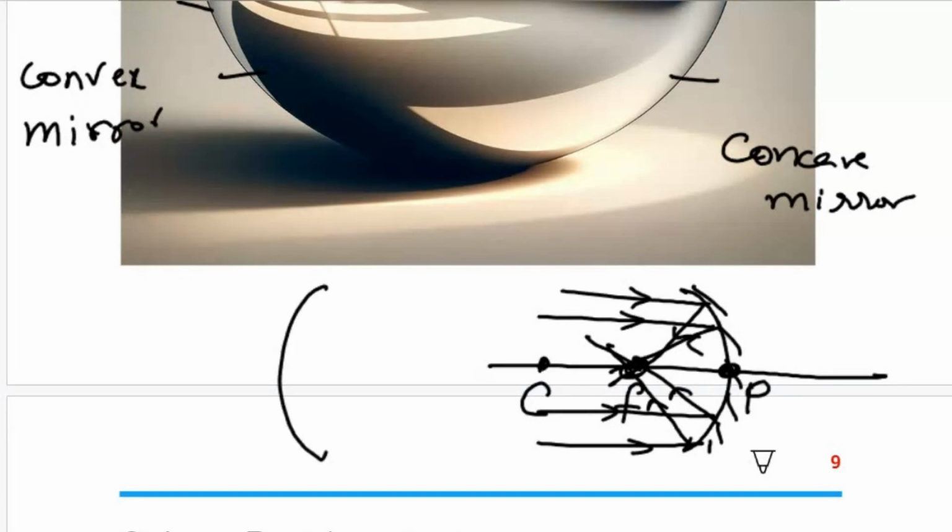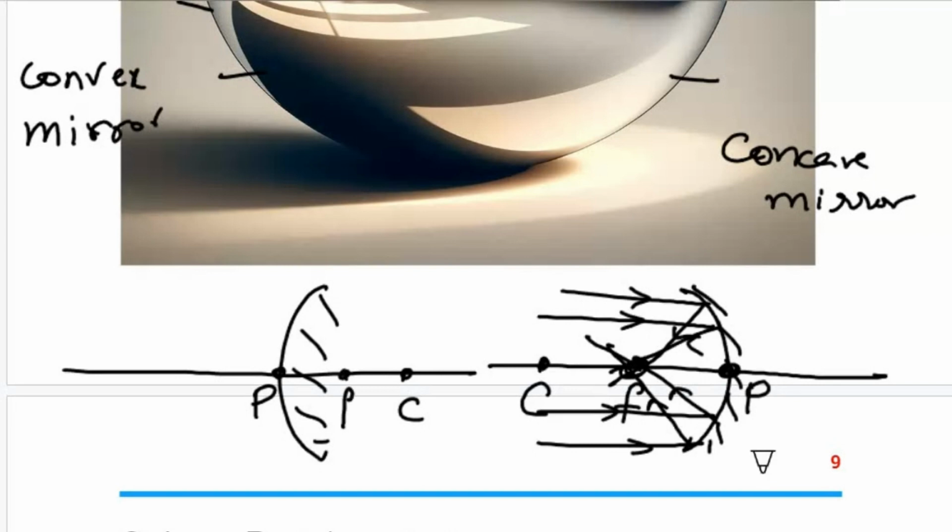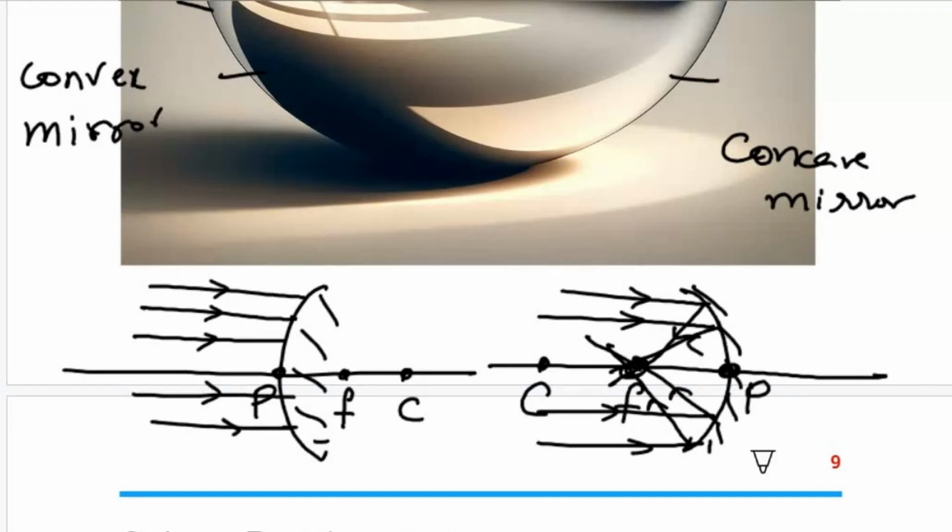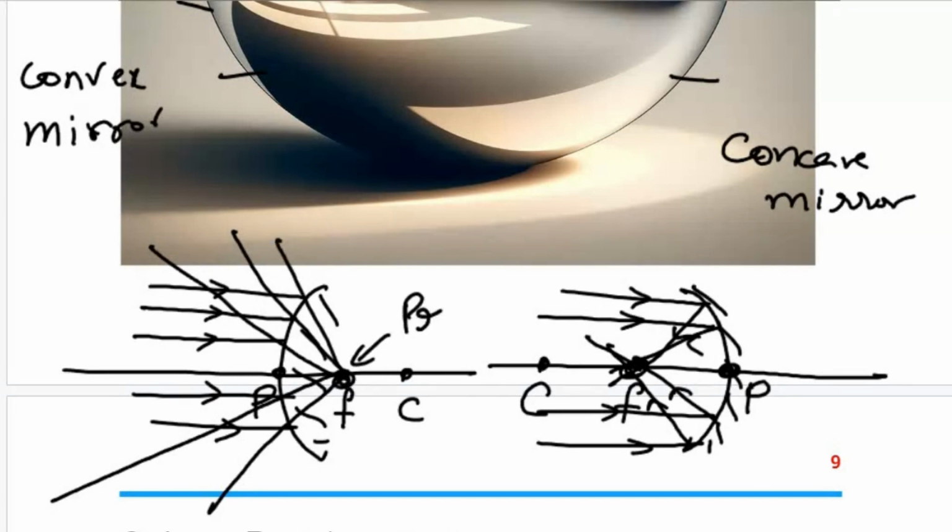What about in case of a convex mirror? This is the principal axis, the imaginary line joining pole and center of curvature of the mirror. The principal focus is the midpoint of the line joining pole and center of curvature. But the better definition: when a parallel beam of light rays from a distant object is incident on this mirror, after reflection, the rays diverge from a point on the principal axis. That point is called the principal focus.